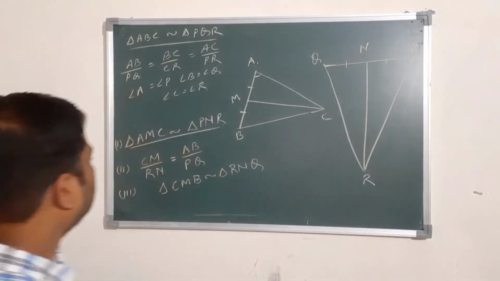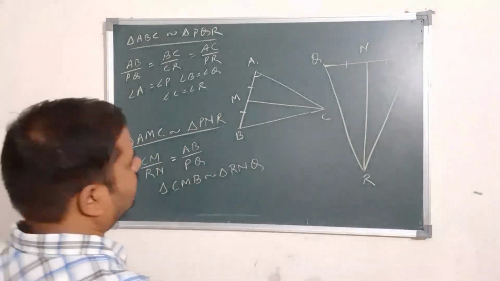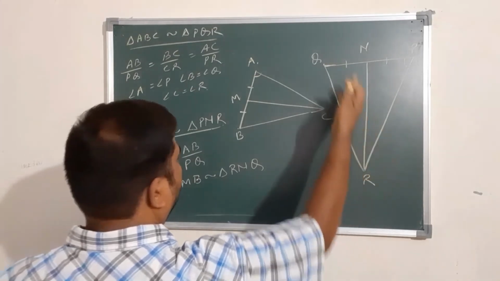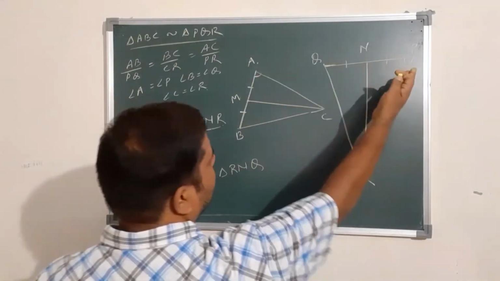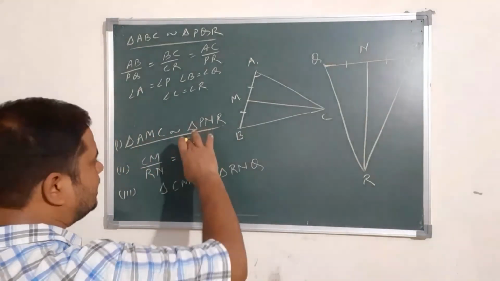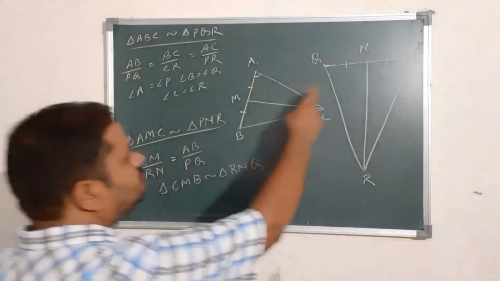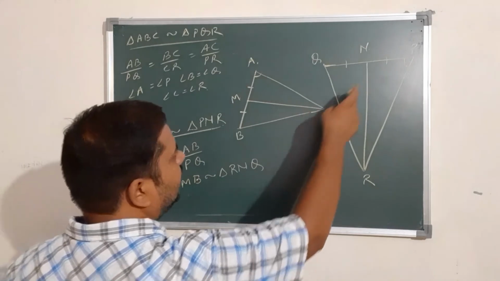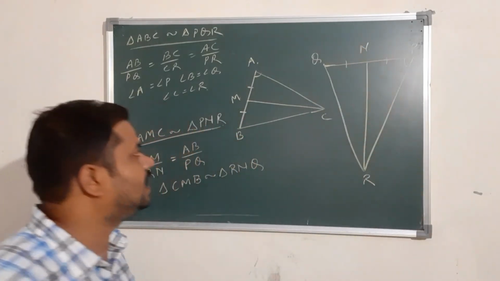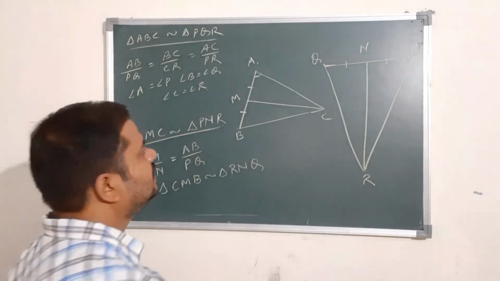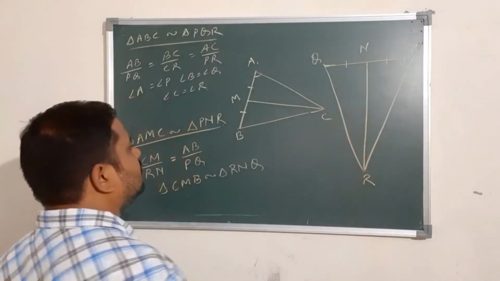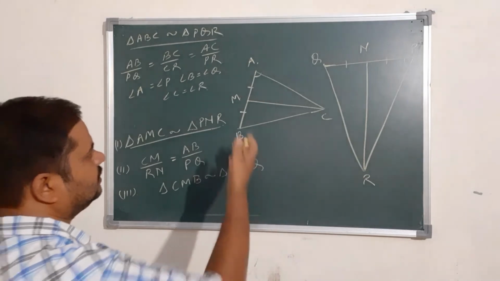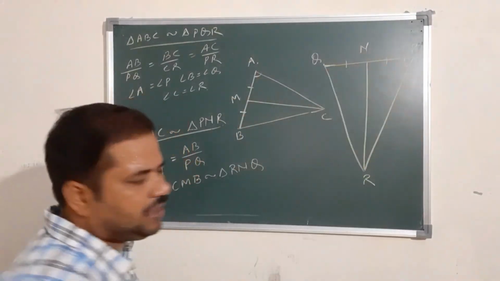Now next one is CM upon RN equal to AB upon PQ. AB upon PQ is already given. Since these two triangles, AMC and RNP, are similar triangles, CM upon RN is also in the same ratio as AB upon PQ.